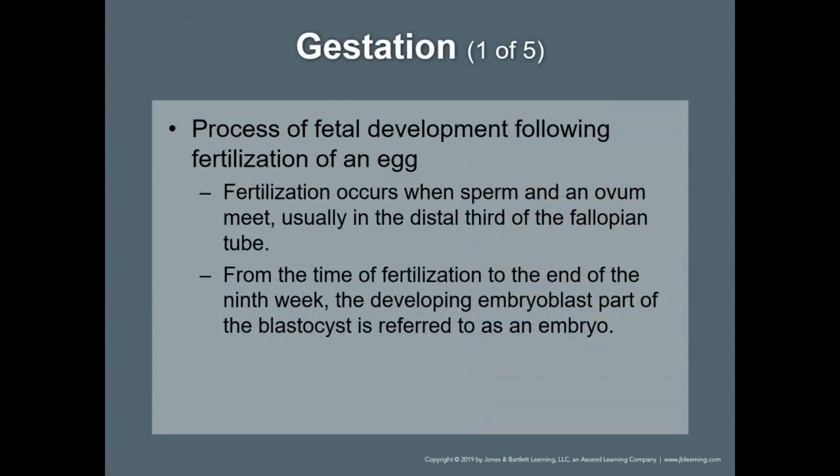Now, the process of fetal development starts after fertilization. So the sperm hits the egg, it eats through the shell, it gets in there, and they form Voltron and become one. So half of the genetic makeup from the daddy and the mama get together and create us. Now, that's usually in the distal third of the fallopian tube, so it's usually on its way to the uterus when it gets fertilized.